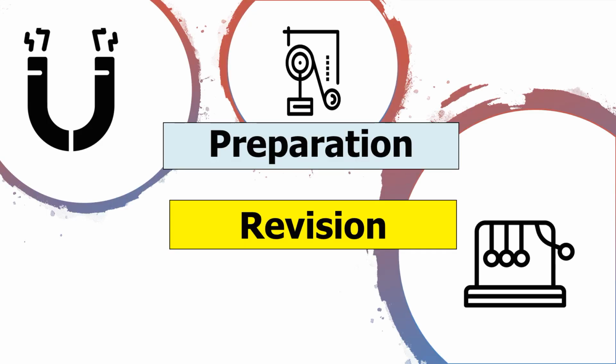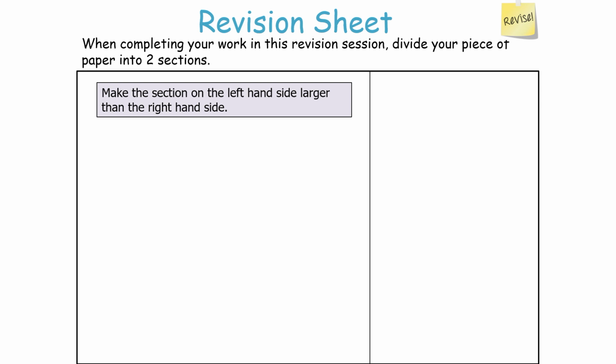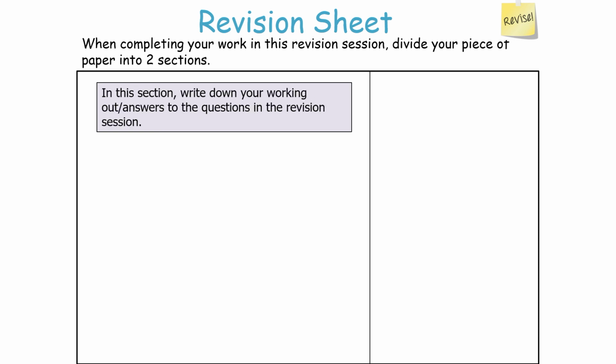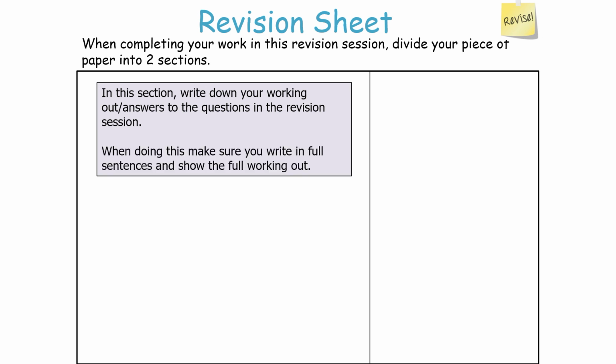So how do you carry out this revision? Well, when you're doing this work in this revision session, divide your piece of paper into two sections. Make the section on the left hand side larger than the right hand side, and on this section write out your working out or answers to the questions in the revision session. When you're doing this, make sure you write out in full sentences and show your full working out.